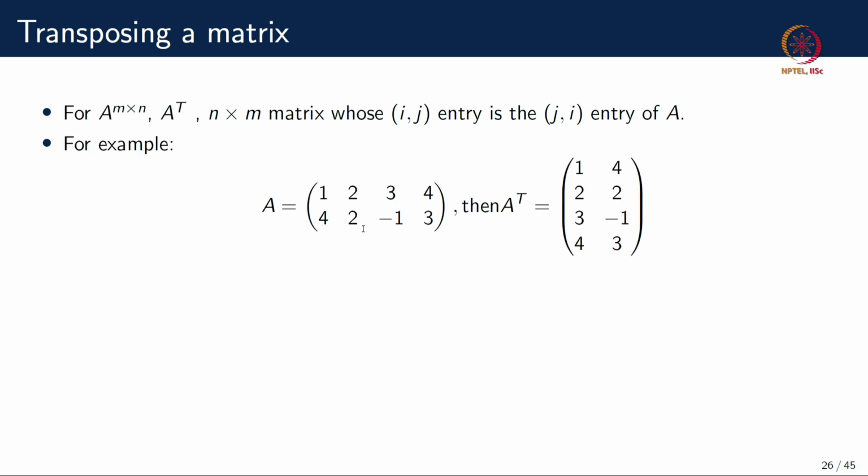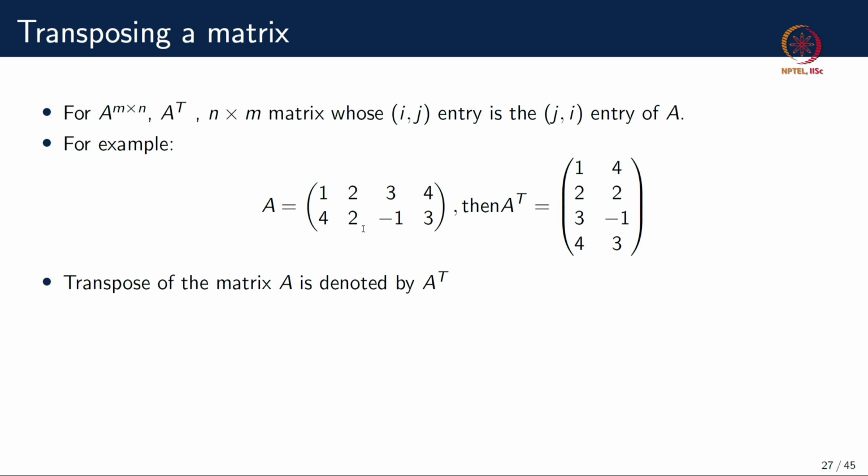A is equal to 1 2 3 4 4 2 minus 1 3, then A transpose is equal to 1 4 2 2 3 minus 1 4 3. Here the row vector of A is the column vector of A transpose. Transpose of the matrix is denoted as A superscript T.